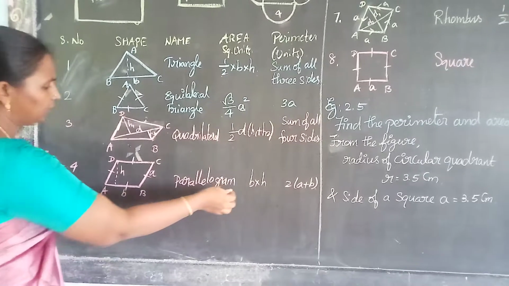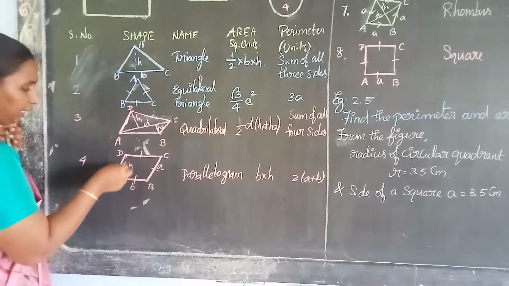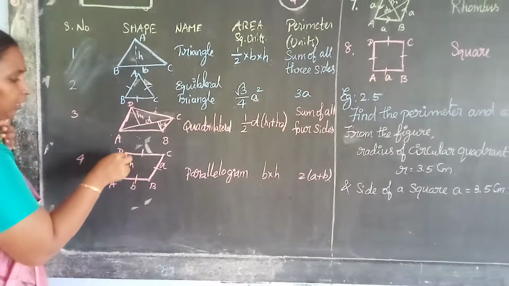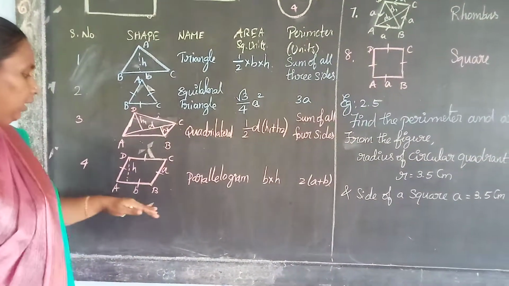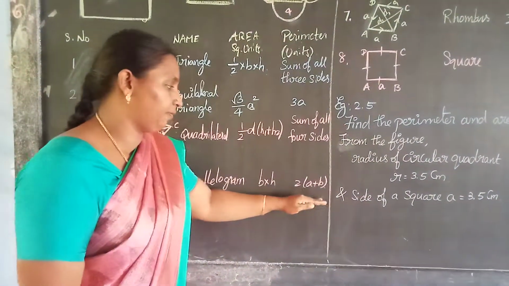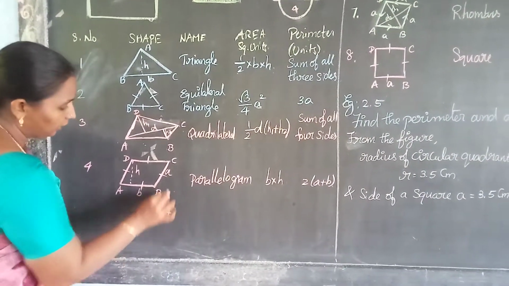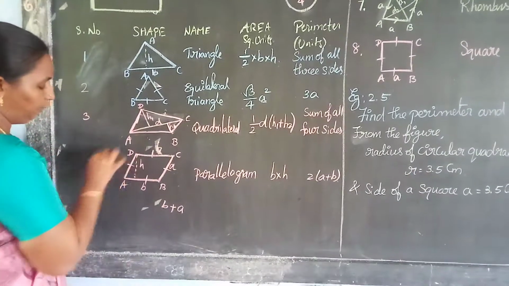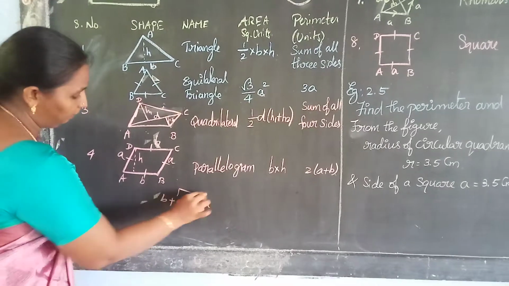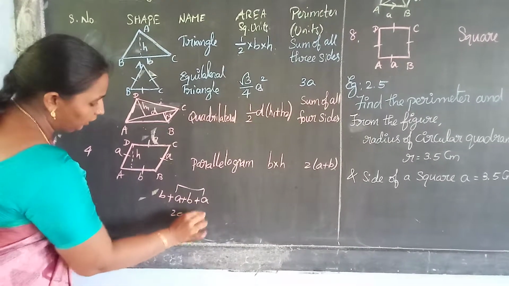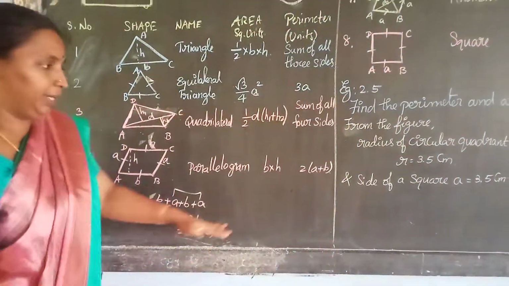Then what is the area of this parallelogram now? Base into height. Here we consider AB as the base. Height is the perpendicular distance from the opposite vertex to the base. So how to find the perimeter of the parallelogram? It is 2 into (a plus b). Here the side is a plus b, and here also the value will be b, you know opposite sides are equal, plus b plus a. If you add a plus a, 2a, b plus b, 2b. So taking 2 common, you will get 2 into (a plus b), that is what they have given.